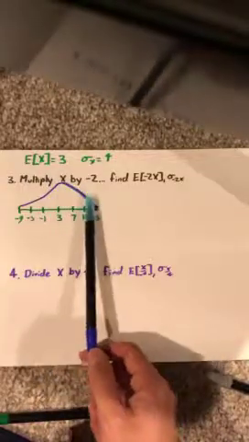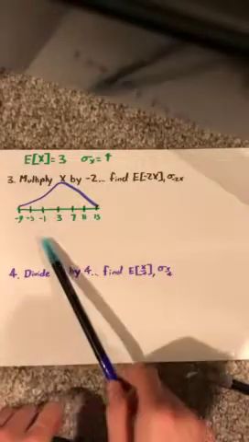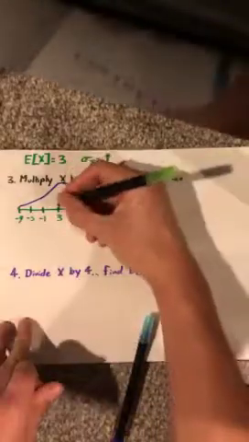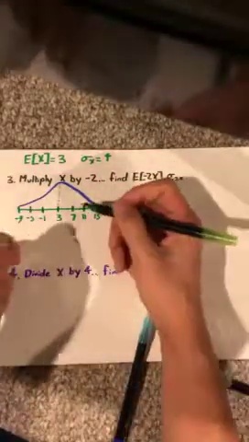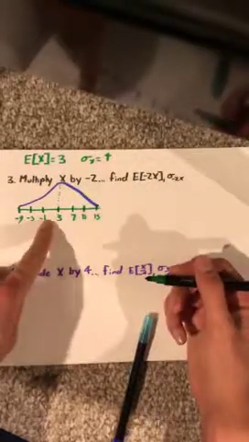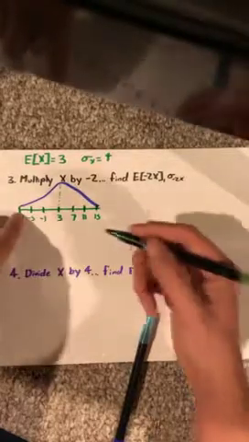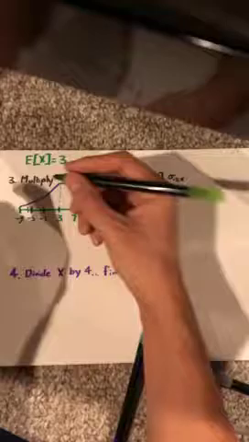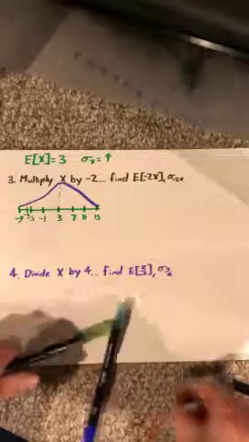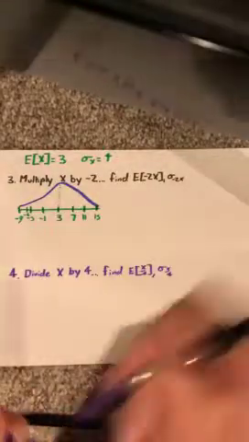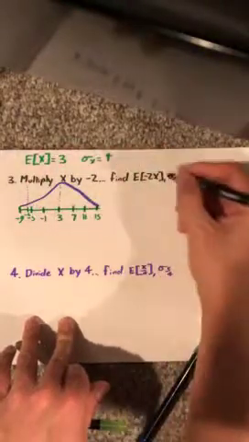Now we're going to multiply x by -2. So -2x, we multiply every point by -2. If we first take our center, which is at 3, we multiply that by -2. That means our new center, our new expected value, is going to be 3 times -2, which just so happens to be -6 over here. That's our new expected value for -2x.